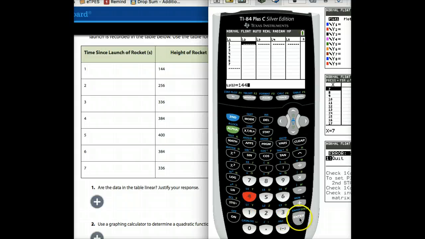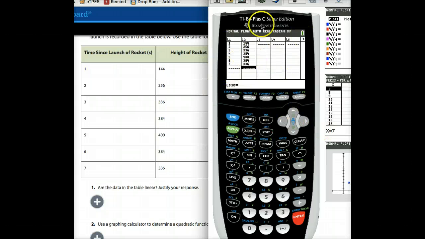So 144, 256, 336, 384, 400, 384 again, and 336 again. And then I double check them, make sure that it matches the data that's in the table, and I'm good. All right. So to write the quadratic function, I have to run regression on it.